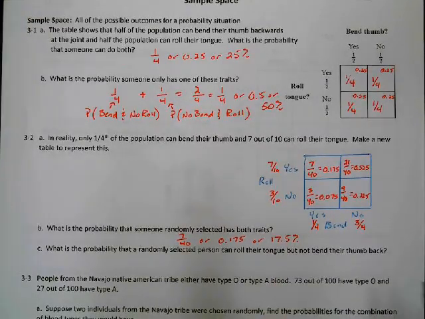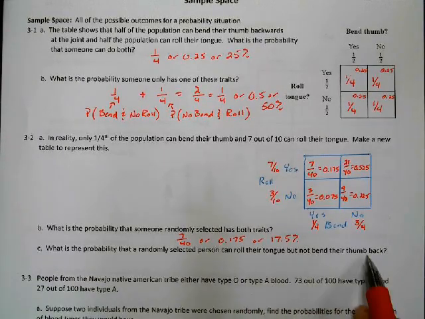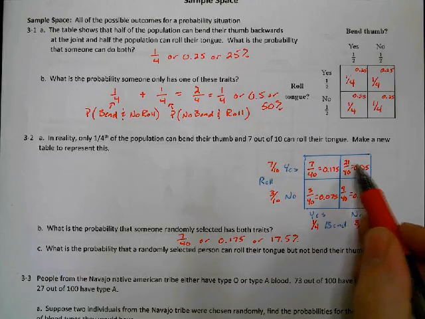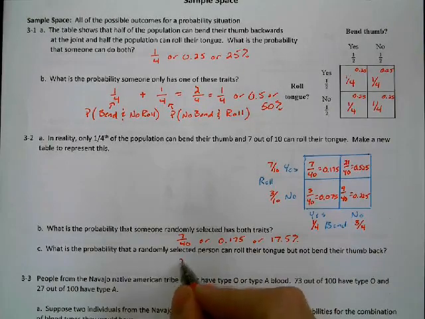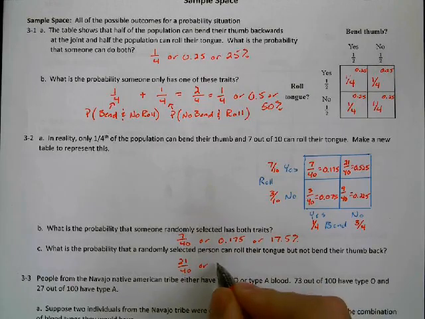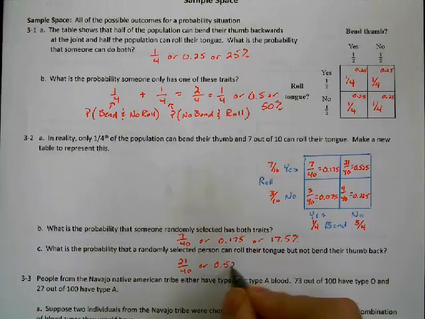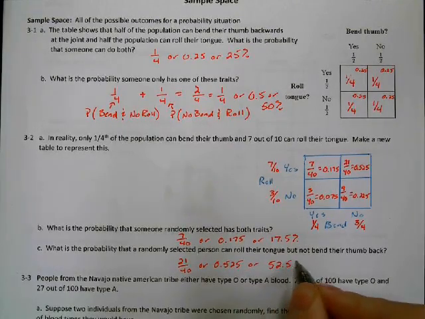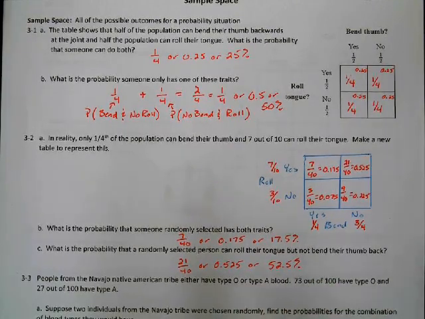What is the probability that a randomly selected person can roll their tongue but not bend their thumb? So they can roll, but not bend. That's 21/40, or 0.525 or 52.5%. So about half the people can roll their tongue but not bend their thumb.